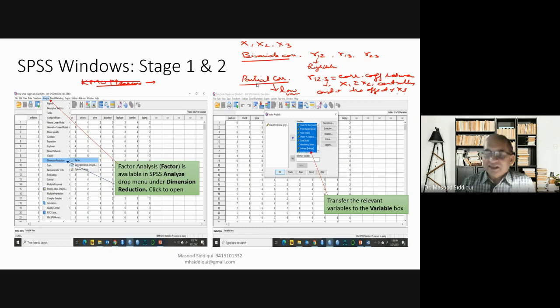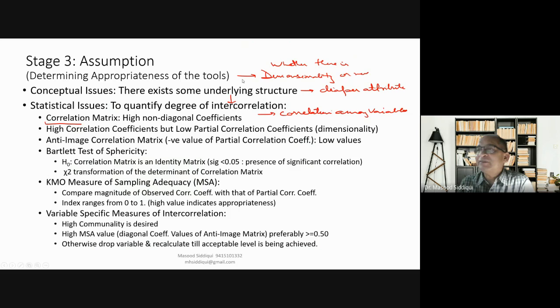Okay, right. Now, since we have discussed these two concepts, we are simultaneously taking them up. So here, what happened? The correlation matrix shows high diagonal coefficients. And the second concept is high correlation coefficient but low partial correlation coefficient. It shows the presence of dimensionality. Now we will be discussing this concept in big detail.